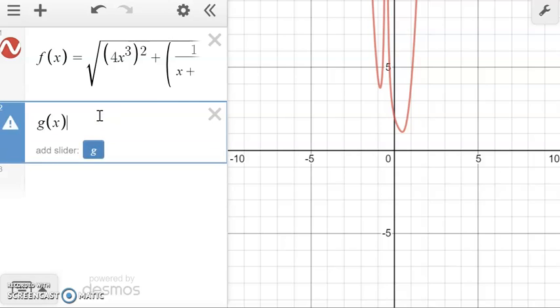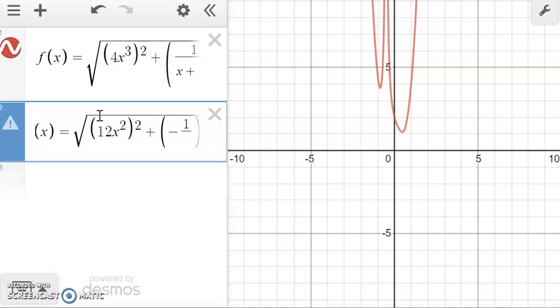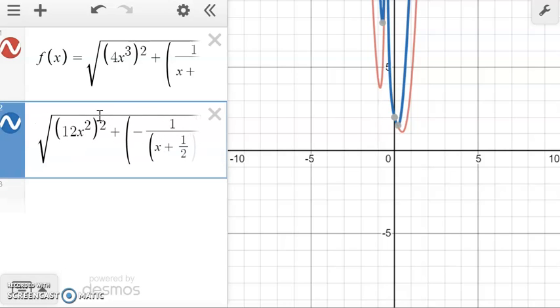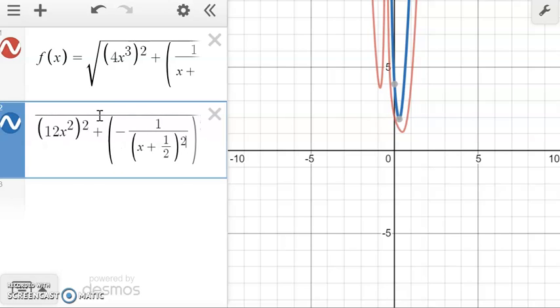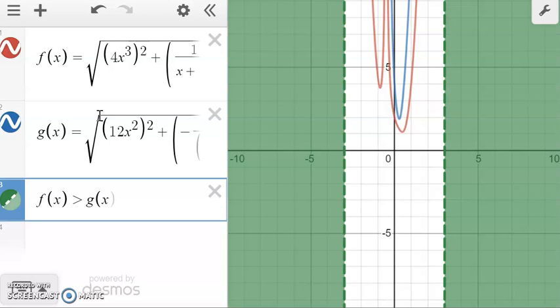Okay, g of x, or the magnitude of my acceleration, is going to have something squared plus something else squared. I like to type in the framework like that in case I get confused with parentheses later on. And we're going to get 12x squared here. And of course, we can leave out the negative because it's going to get squared. But I might as well leave it in there because it's there. All right. And we're interested in when f of x is greater than g of x. Oh, well, that looked pretty quick.